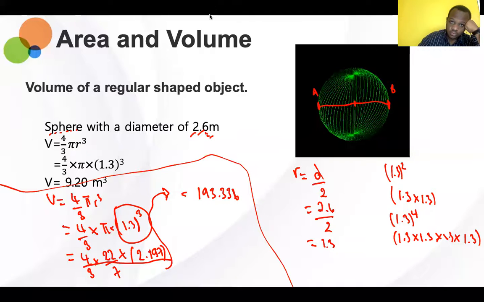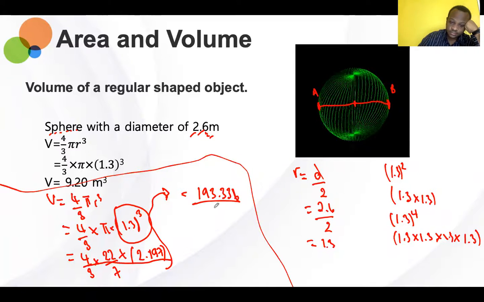Now let's do the bottom half. We have 3 times 7. What is that? 3 times 7 is 21. Right. So what is our final value for volume?